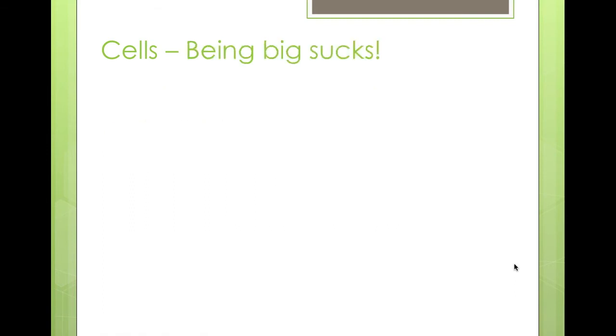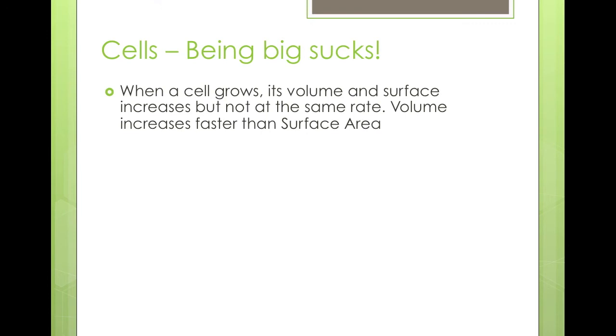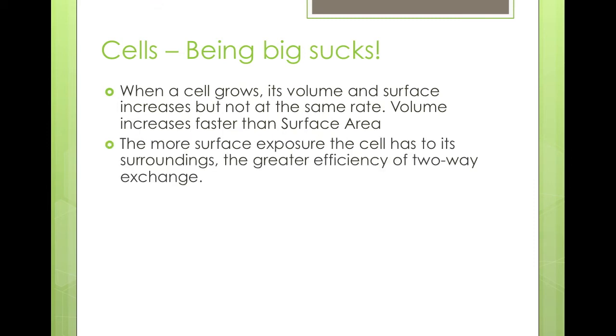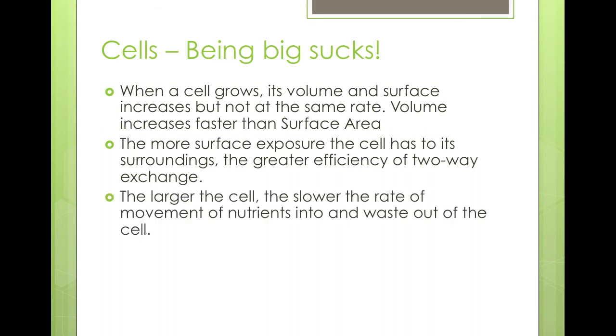Basically, to sum it up, the idea is that if you have big cells, it is actually not efficient. Organisms would generally lean towards having more cells that are smaller than fewer cells that are larger, because being big essentially sucks. As a cell grows in size, its volume and surface area increase, but not at the same rate. Volume increases faster than surface area, and that means the more surface exposure the cell has to its surroundings, the more efficient it is at exchanging material, waste, nutrients, gases, etc.